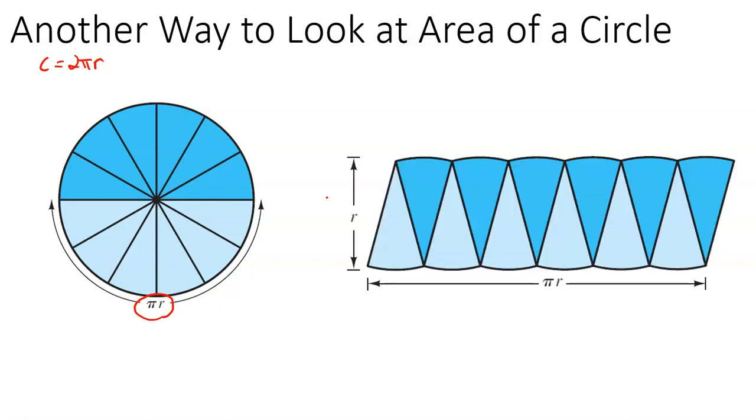Take each of these wedges, take the light blue wedges, and then in between those light blue wedges, put your dark blue wedges. So each of these are then half of the circle, right? The light blues are half the circle. The dark blues are half the circle.